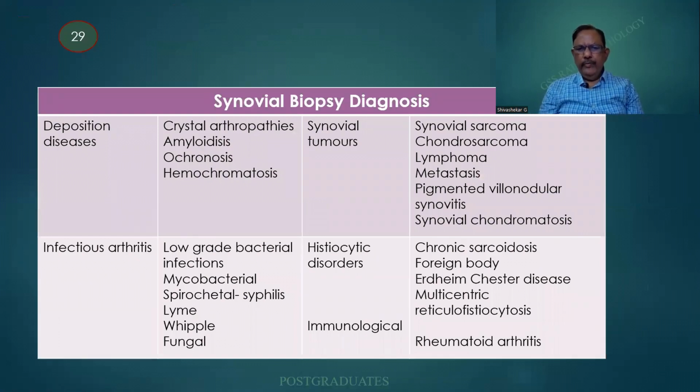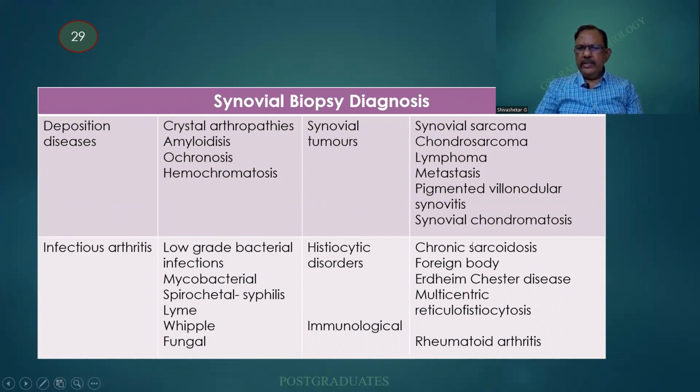The next couple of charts will be important, in which I mentioned what are the various indications. One is deposition diseases, such as any of the crystal arthropathies, amyloidosis, ochronosis, or hemarthrosis. Then the next one is infectious arthritis: bacterial, mycobacterial, Lyme, Whipple's disease, and fungal. Whipple, I'll come to. The next one is synovial tumors.